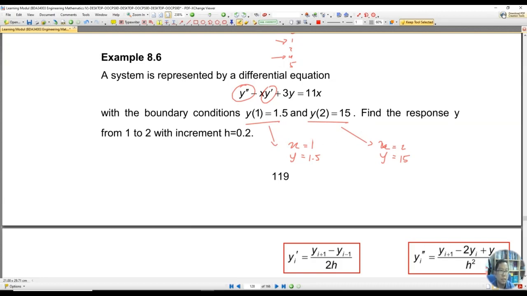Then they ask you to find the response of y from 1 to 2 with the increment h equal to 0.2. In this case we know that x starts from 1 until 2, and the increment is 0.2. So 1, 1.2, 1.4, 1.6, 1.8, and 2.0. This is the iteration starting from x equal to 1 until 2.